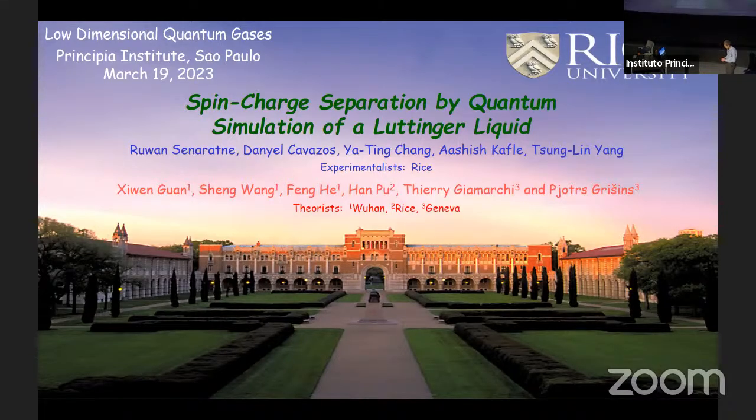And the people in blue, I'd like to acknowledge, and I'll acknowledge them again with their picture at the end. Ruin Senarate is a research scientist in my group. Daniel Cavazos was recently a graduate student; he's now graduated. Yateng Chong is working in a quantum computing company. Ashish Kafli is still in the lab, and Sunglin Yang is working for Google. And the people in red are theoretical colleagues, Yiwen Guan and his group, as well as Han Pu, my colleague at Rice University, which this is a picture of.